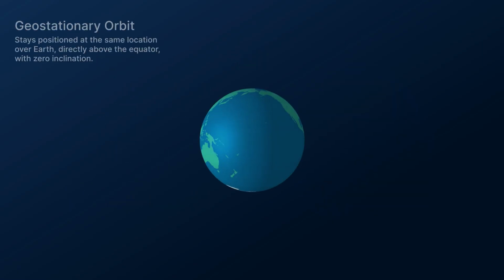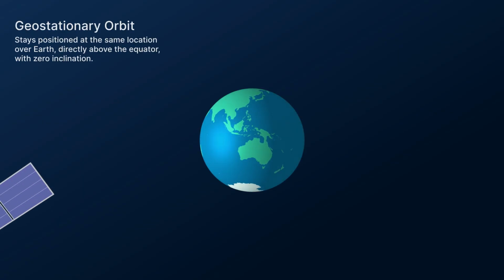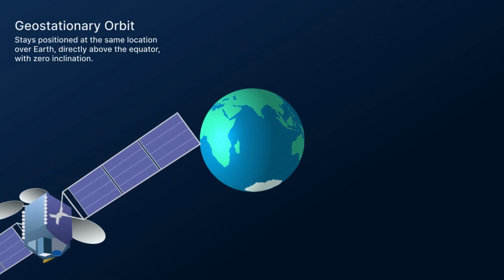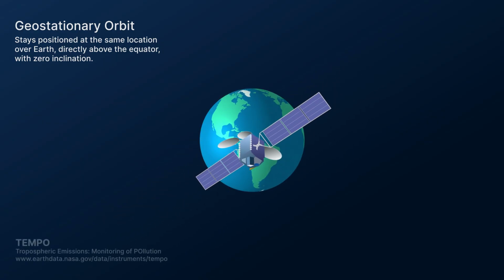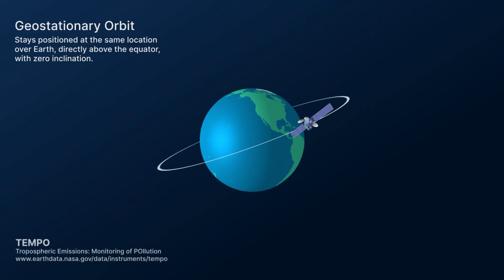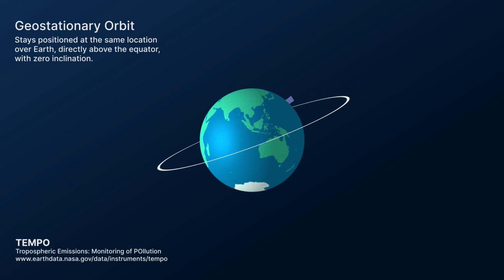A platform in geostationary orbit stays positioned at the same location over Earth, directly above the equator, with 0 inclination. Check out the Tropospheric Emissions Monitoring of Pollution, or TEMPO instrument. TEMPO is a grating spectrometer that is sensitive to visible and ultraviolet wavelengths of light.